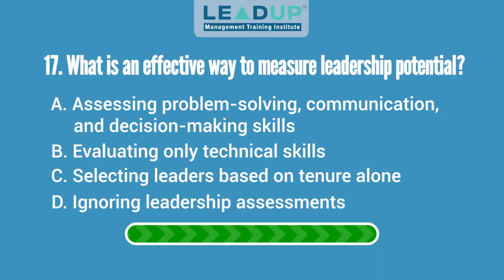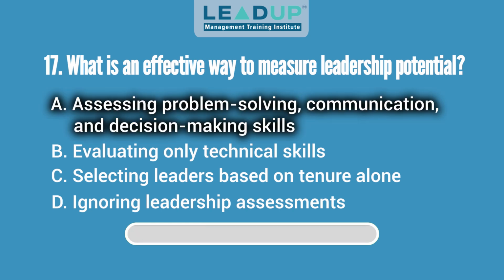Question 17. What is an effective way to measure leadership potential? A. Assessing problem-solving, communication, and decision-making skills. B. Evaluating only technical skills. C. Selecting leaders based on tenure alone. And D. Ignoring leadership assessments. Answer: assessing problem-solving, communication, and decision-making skills.